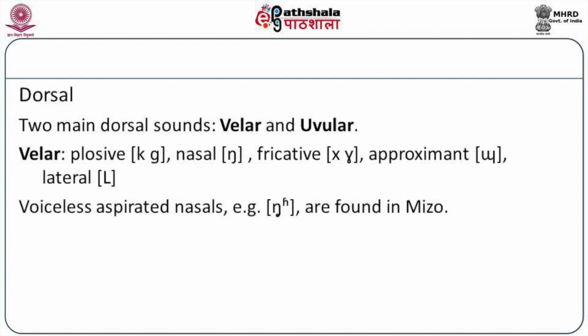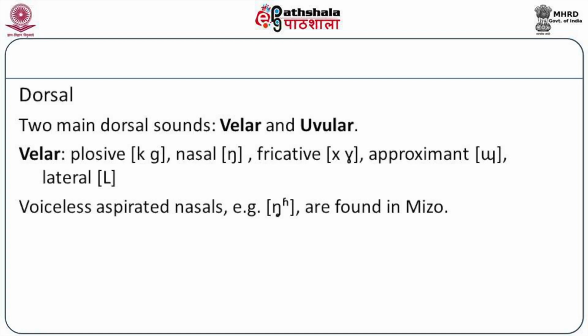We have fricatives, kh, gh, which are again velar, and approximants, and a lateral, difficult to pronounce, but something like a la, la, la. So we have the very infrequent sound, but found in some languages for distinguishing words. Thus we have plosives, nasals, fricatives, and approximants and laterals, 5 different manners of articulation produced at the velar place.